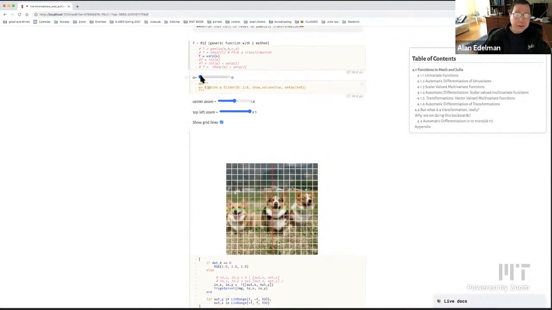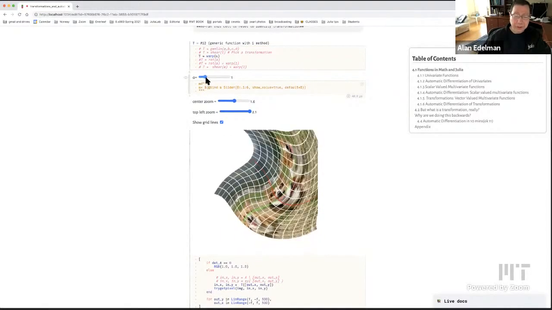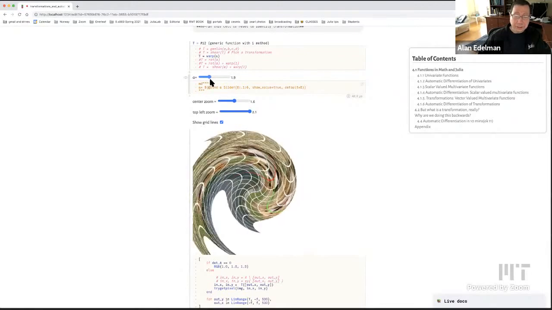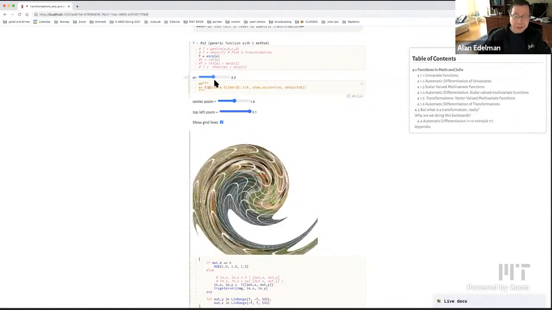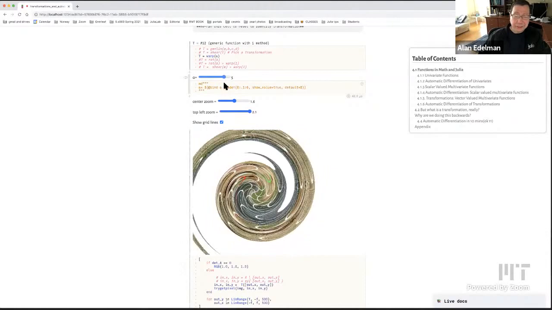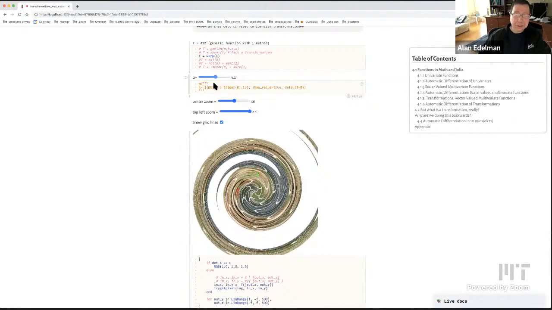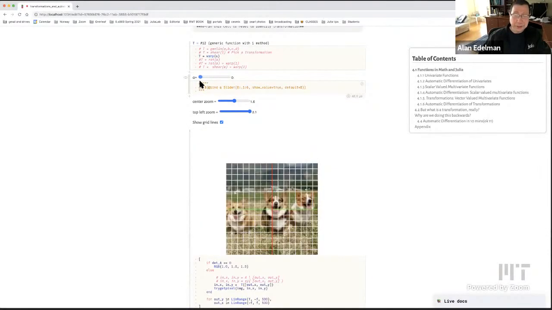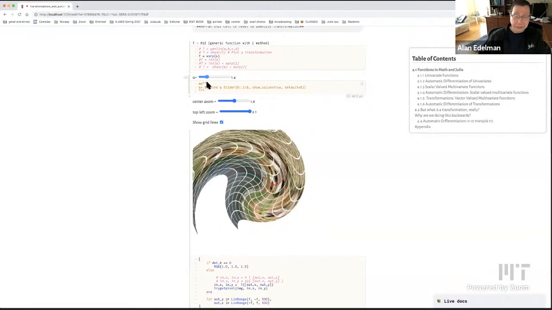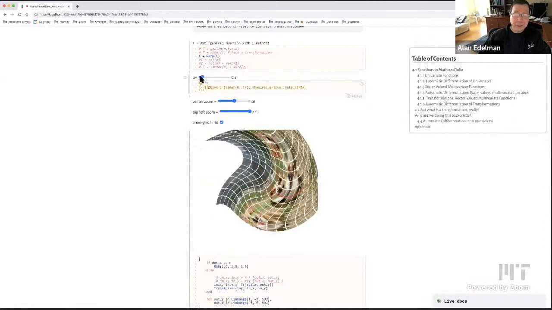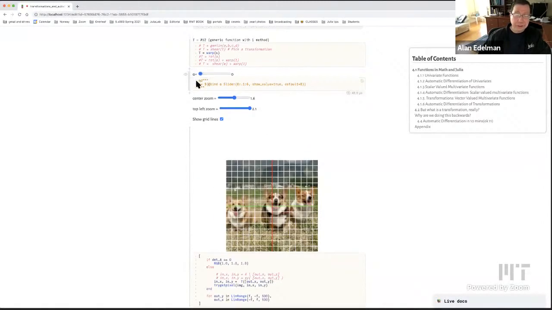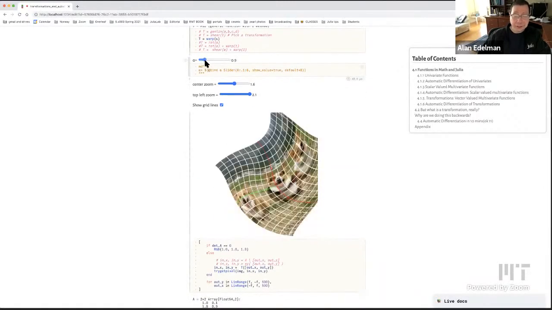Here's the warp, and let's warp these poor corgis. There they go. Look at that. So as you might imagine, we could put the corgis through the washing machine just like Photoshop could. So this warp is a nonlinear transformation.